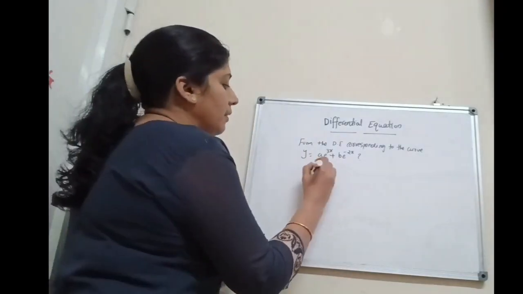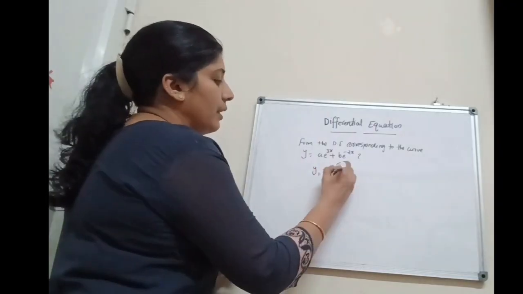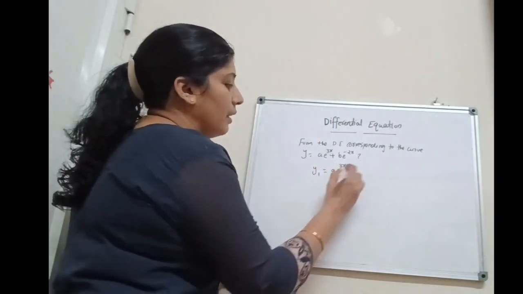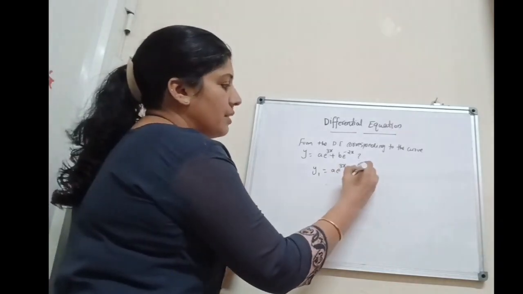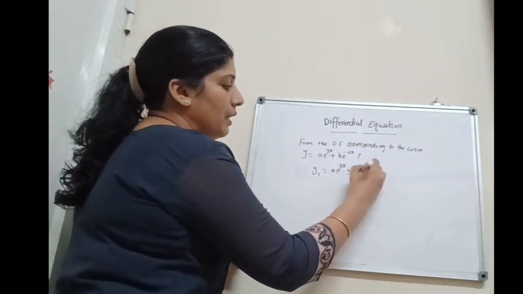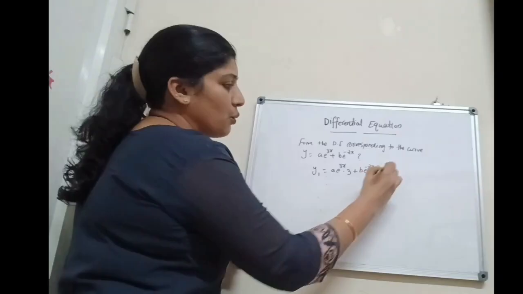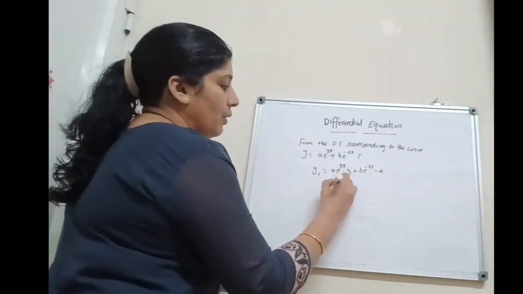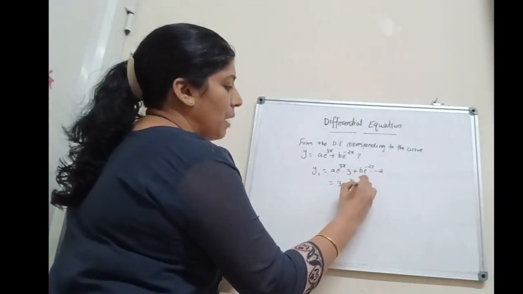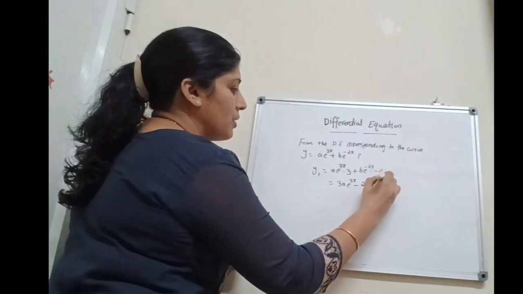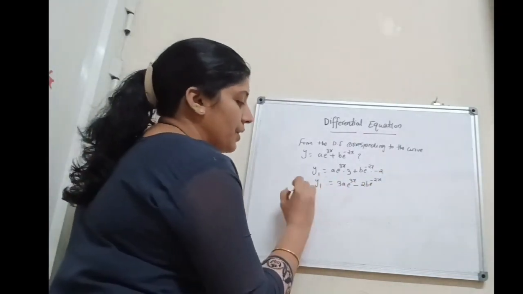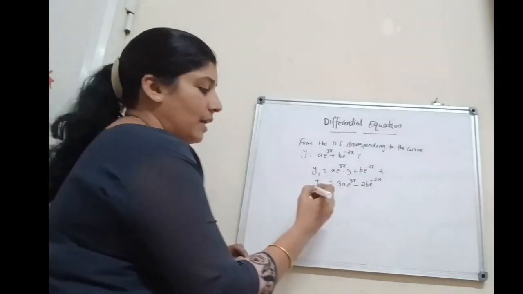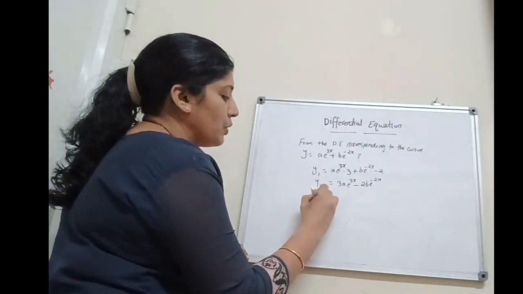The first one, y1 equals what? a e raised to 3x into 3. That is, the derivative of e raised to 3x is e raised to 3x into 3, plus b e raised to minus 2x into minus 2. That is equal to 3a e raised to 3x minus 2b e raised to minus 2x. It is y1. Next, we differentiate this with respect to x again. That is y2.